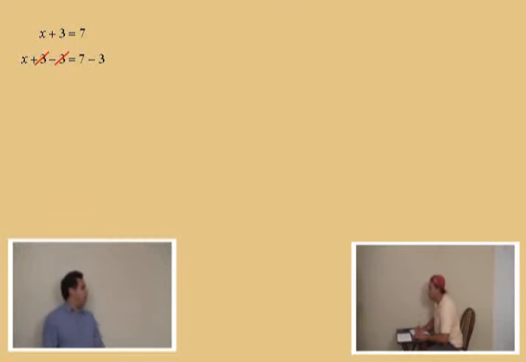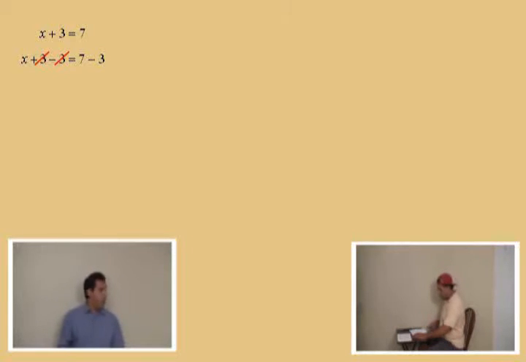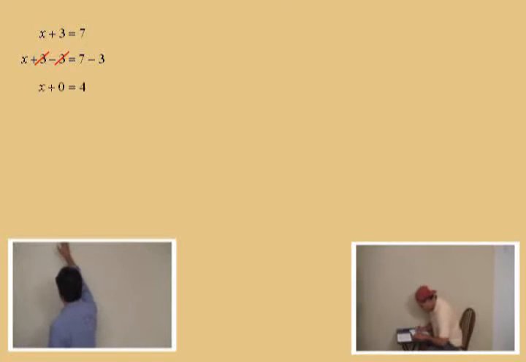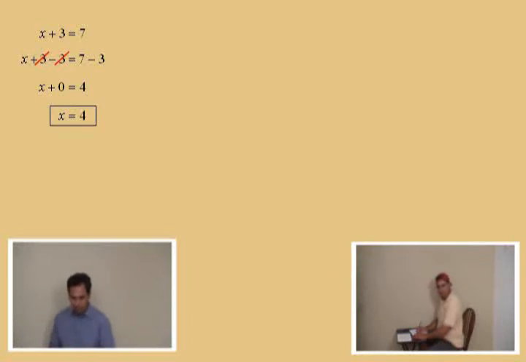Now, Charlie, what's plus 3 subtract 3? 0. It's 0. And what's x plus 0? X. That will be x. So, as Charlie said, we now have x plus 0, and notice on the right-hand side, 7 minus 3 is 4, and x plus 0 was x, as Charlie said, and there it is, x equals 4, and don't forget to box your answer, or circle it.